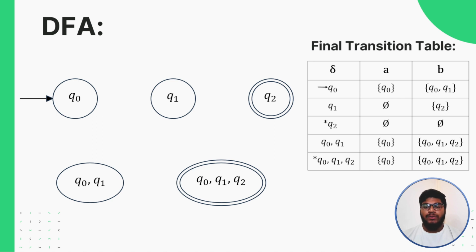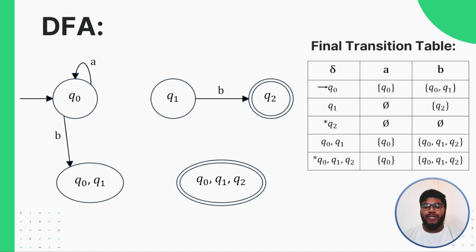Now let us move on to the input symbols from the transition table. q0 on accepting a moves to q0 itself. And q0 on accepting b moves to q0 comma q1. This completes the first state. Now let us move on to the q1 state. q1 on accepting a moves to the null state, so we don't need to consider it. And q1 on accepting b moves to the q2 state. This completes the q1 state.